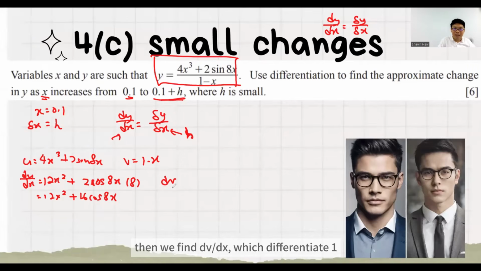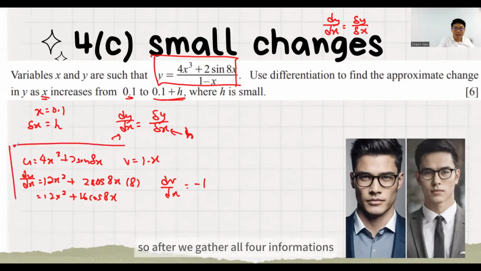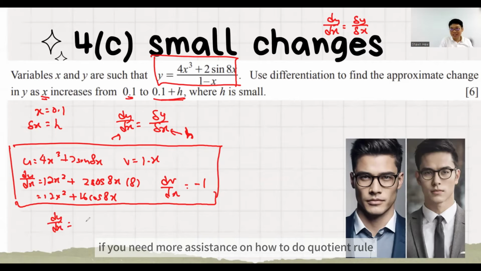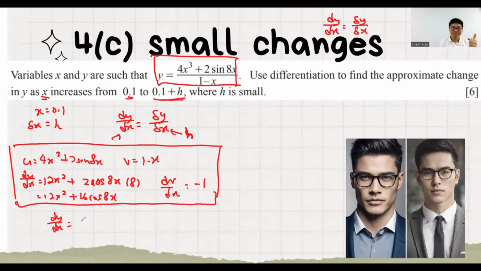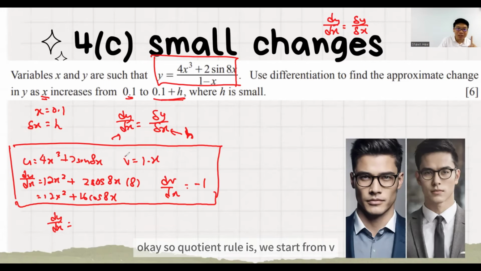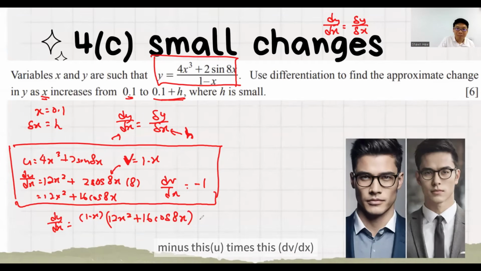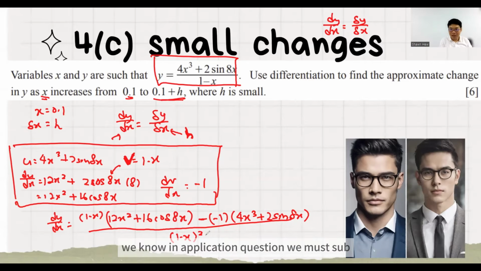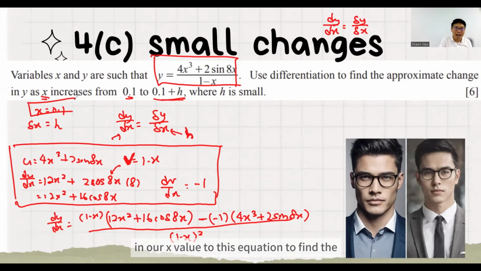Then we find dv dx, we differentiate 1, nothing, minus x will become minus 1. So after we gather all four information, we can apply the quotient rule. If you need more assistance on how to do quotient rule, please refer back to part 1 of differentiation. Quotient rule is, we start from v times du dx minus u times dv dx, divided by v squared. We know in application questions, we must sub in our x value into this equation to find the value of dy dx.